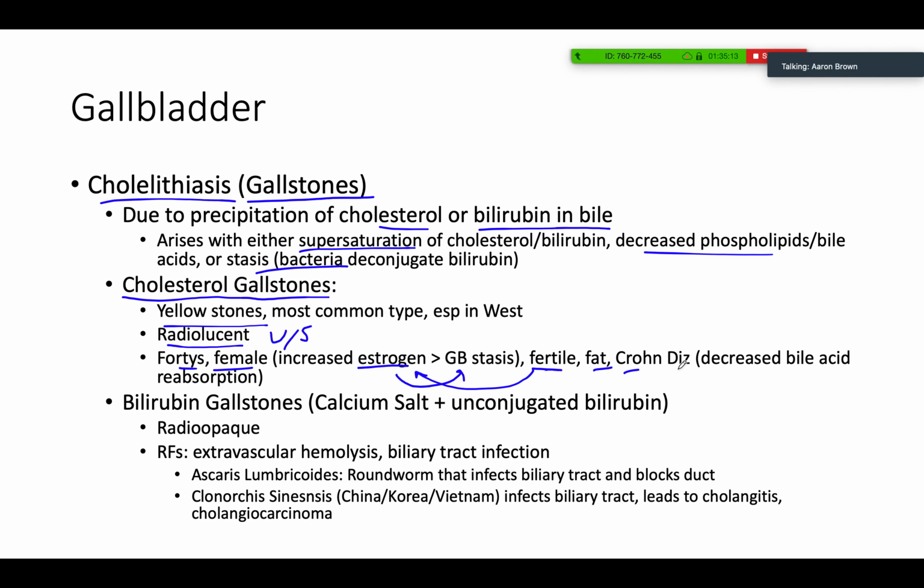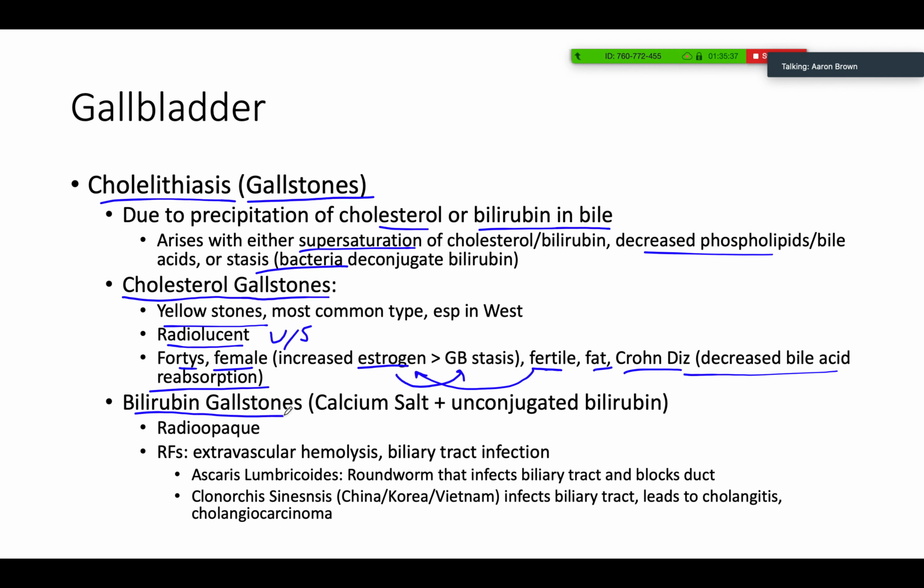Fat, and then Crohn's disease, where we have decreased bile acid reabsorption. Boom, another manifestation of that terminal ileum problem. In Crohn's disease, we have inflammation of the terminal ileum and decreased reabsorption of bile acids. That gives us the fatty stool, decreased fat-soluble vitamin absorption, as well as gallstones.